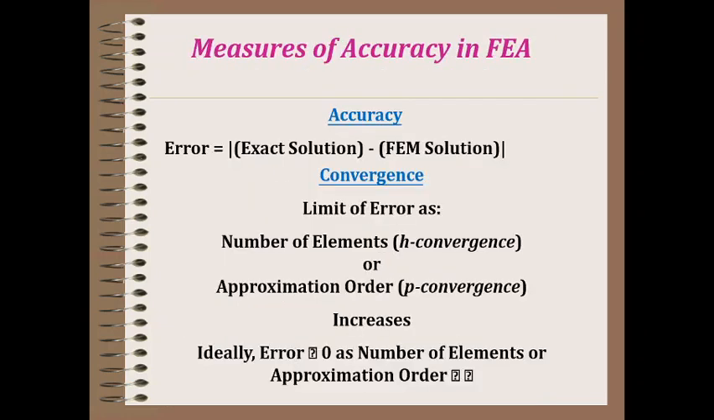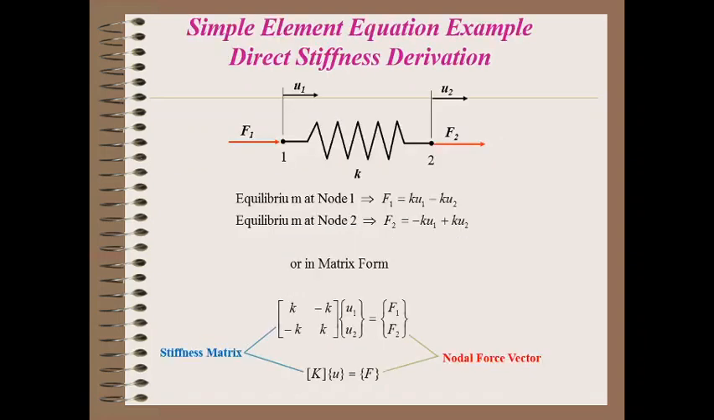And in that slide we are going to discuss measures of accuracy in FEA. So accuracy: we can find the accuracy as error equal to the exact solution minus the solution found by the finite element method. Then convergence is the limit of error as the number of elements increases, that is h convergence, and as the approximation order increases, that is p convergence. Ideally, the error goes to 0 as the number of elements or approximation order increases.